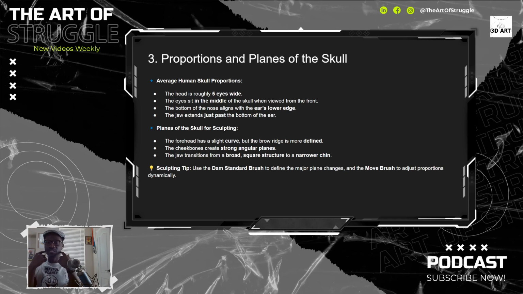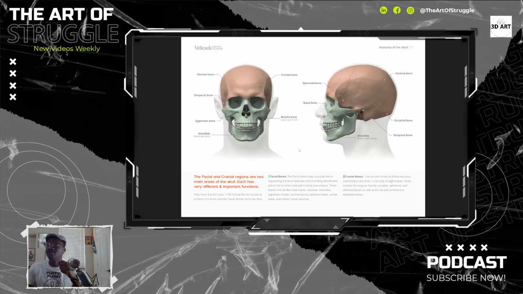So the transition goes from a broad, square structure to a narrow chin, all right? So your jaw, boom, transition, boom, to your narrow chin. It can transition from sharp to long and broad, then to sharp again. So a sculpting tip is to use the Damien standard brush, which I've showed you, to define the major plane changes, and the Move brush to adjust the proportions dynamically, which is something you guys have been doing and are familiar with now.